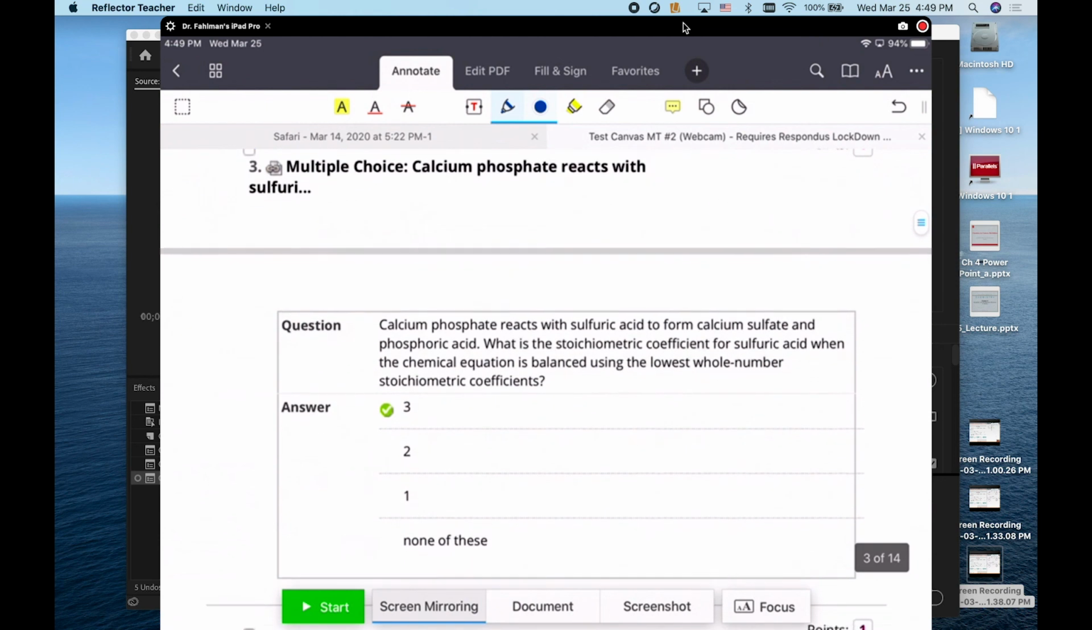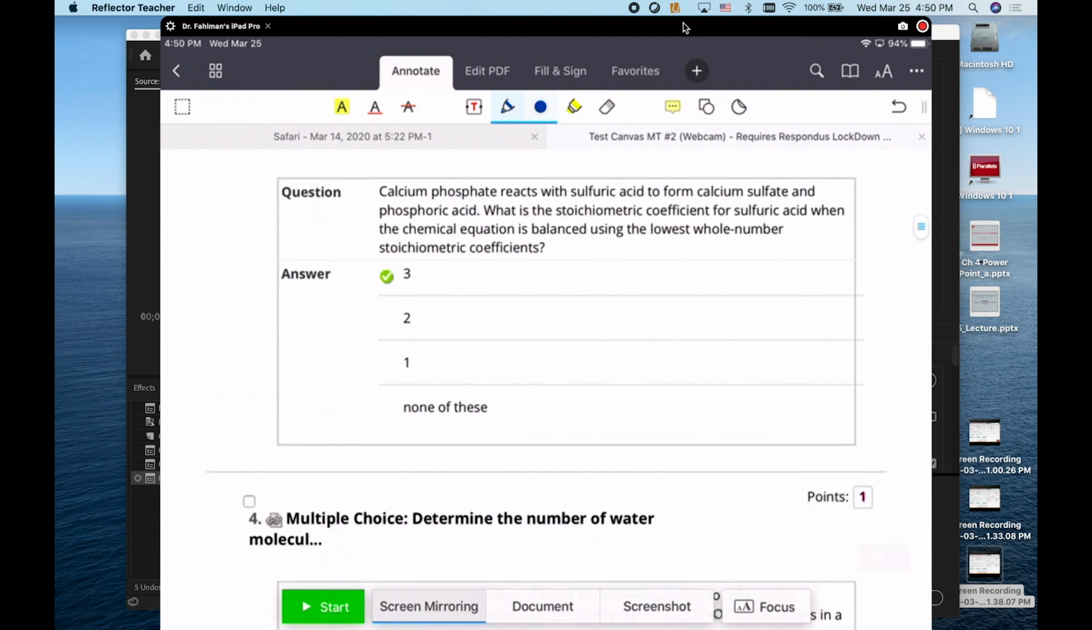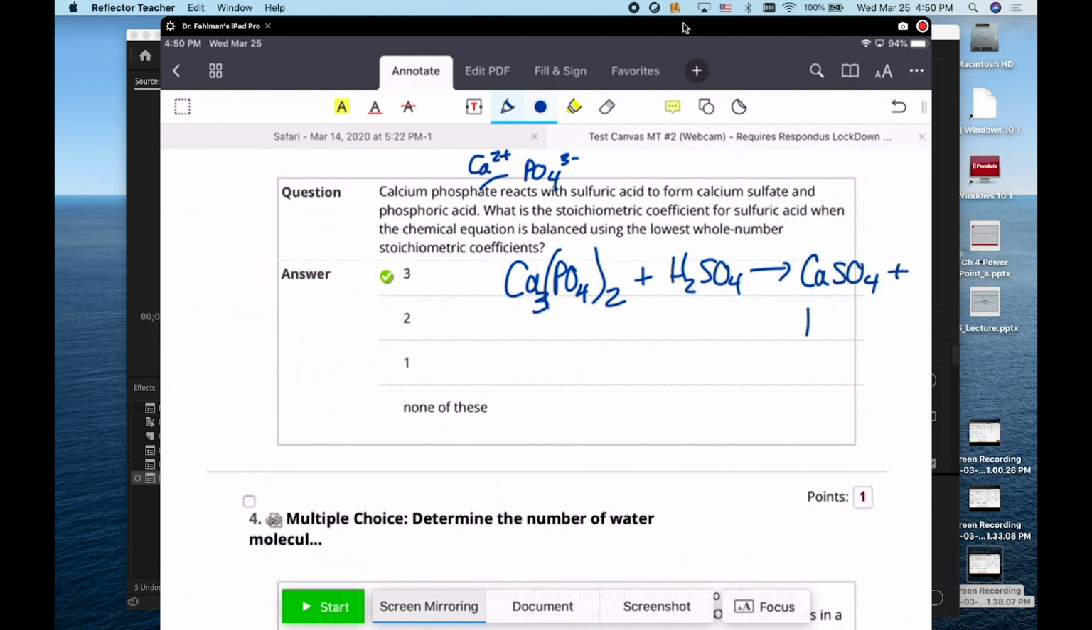All right, the next one is in words. Calcium phosphate reacts with sulfuric acid. So let's write this here. Calcium and then phosphate. Remember, phosphate is PO4 3 minus. So if that's 3 minus and calcium is 2 plus, you're going to need a 3 there and a 2 there to balance the charges. Then it reacts with sulfuric acid to form calcium sulfate plus phosphoric acid. Then we balance it, so we're going to need 3 of those.